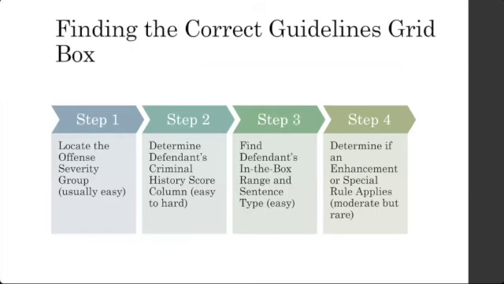Now, we've really broken down how to find the correct guidelines grid box into 4 steps. The first step is hopefully pretty easy, locating the offense severity group. The next step is really where we receive the bulk of our questions, determining the defendant's criminal history score. And as you know, this really varies with how easy to hard it can be depending on how many criminal convictions the defendant has and where these criminal convictions come from. The third step is taking those 2 pieces of information to find the in-the-box range and sentence type, and then also if an enhancement or special rule applies. We're going to really touch on where to find these in the manual, so you are familiar with them, but you don't need to memorize these rules.